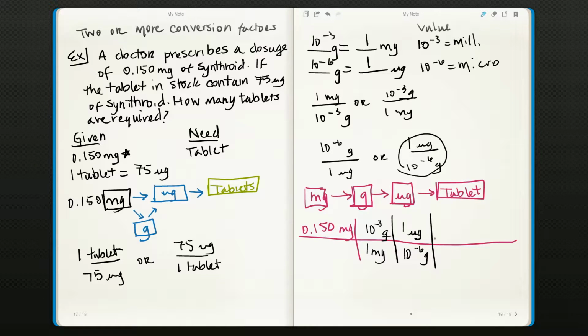Okay, now lastly, we wrote our conversion factors over here for tablets. Look at these two here, and again, look at the numerator. We have micrograms, so we need micrograms in the denominator. For every 1 tablet, there was 75 micrograms of Synthroid.